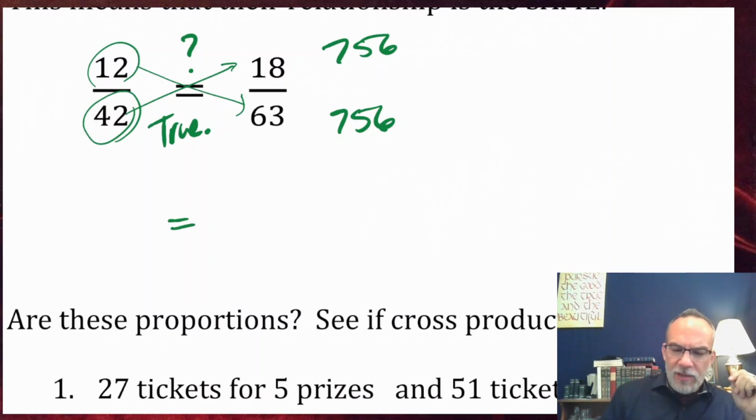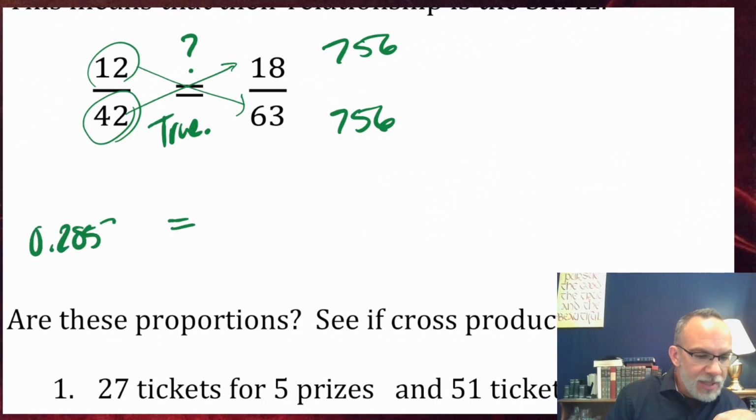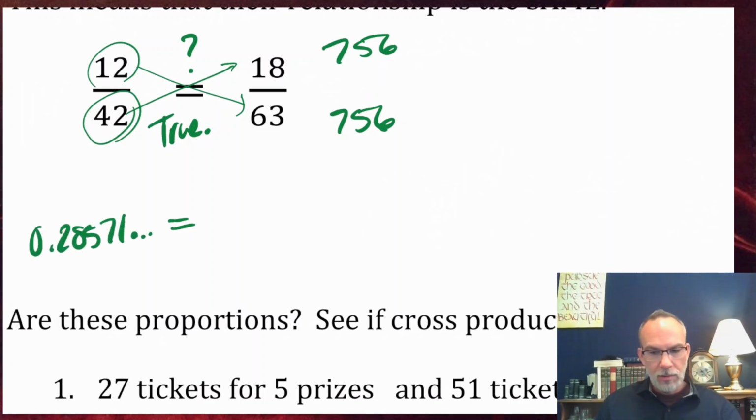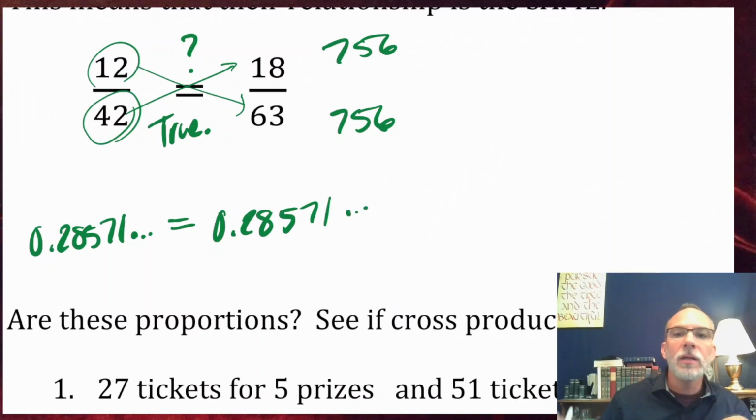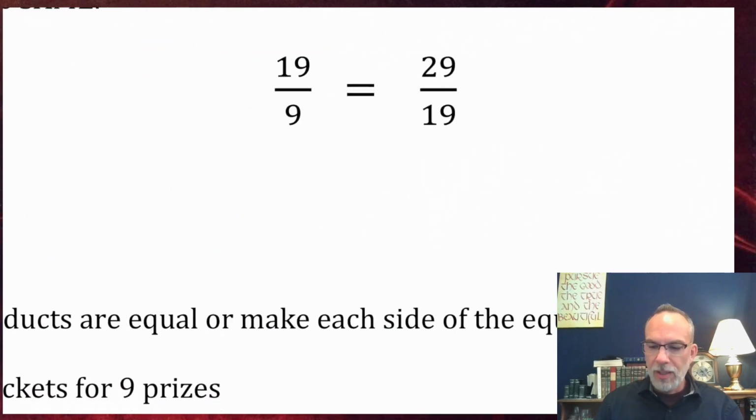But instead of doing that, you might even just convert them to decimals. If I did 12 divided by 42 and just get a decimal on the left, that's 0.28571 dot dot dot. It goes on. And then I'm going to get 18 divided by 63 and then compare that. Oh, look, I get 0.28571 dot dot dot. It's the same thing. Okay, so this one actually would be a proportion. That would be true.